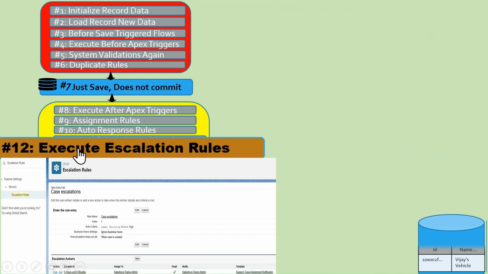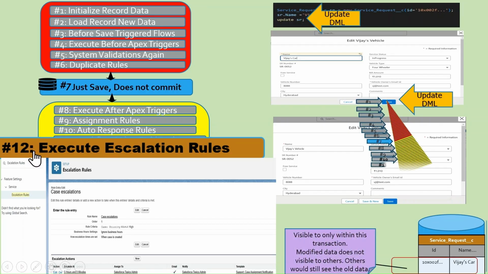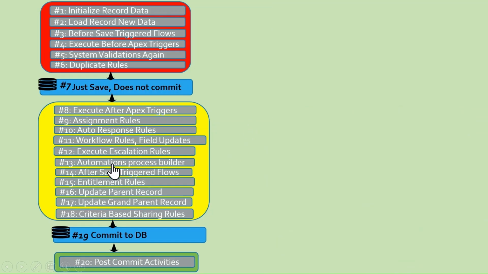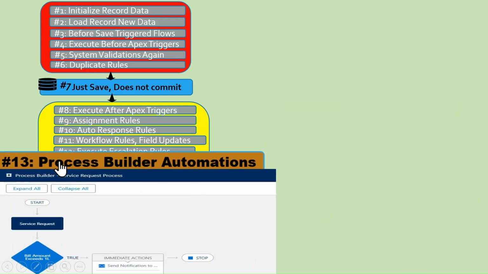Similarly, for the update DML, once we click on save or execute the update DML, it will perform all the steps from the first to 11, and then it moves to 12. As part of step 12, it checks for the escalation rule, but it doesn't find any escalation rule for our service request update. Hence, it moves to the next step, that is automation process builders. For this step, Salesforce checks if there are any process builders available for the current record's object, and if it identifies that process builder, then it triggers that process builder.